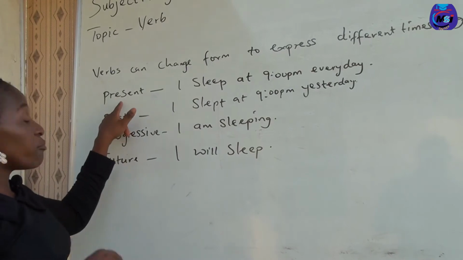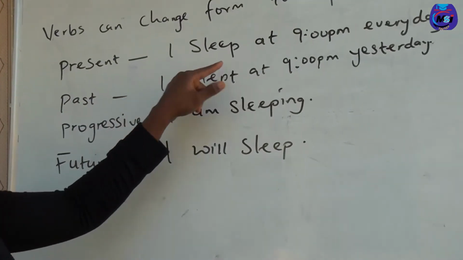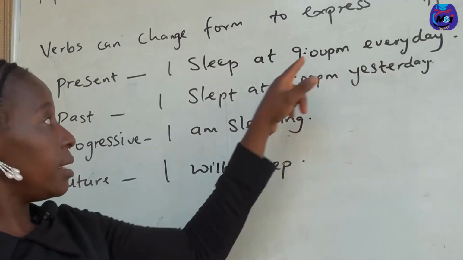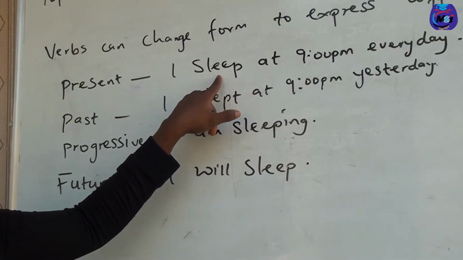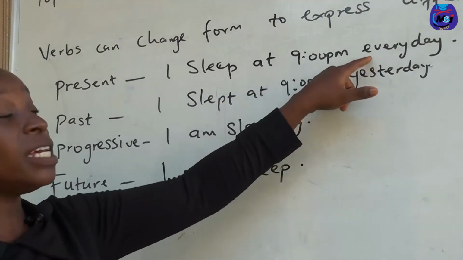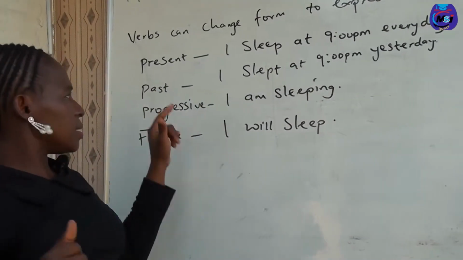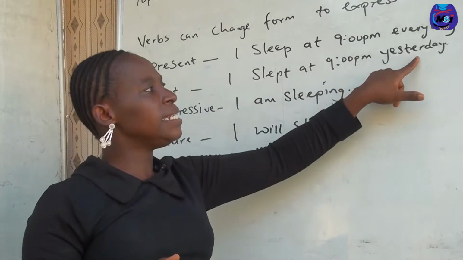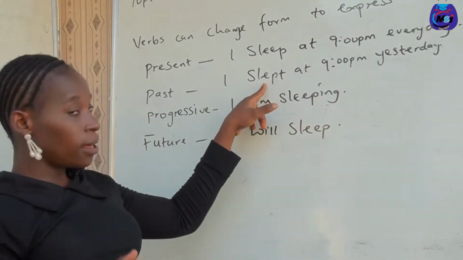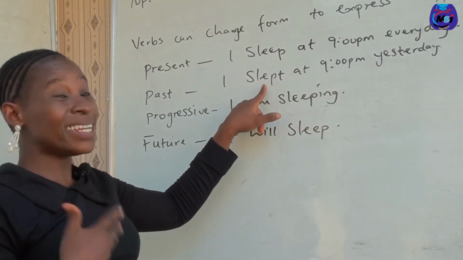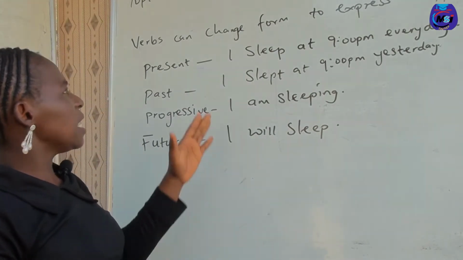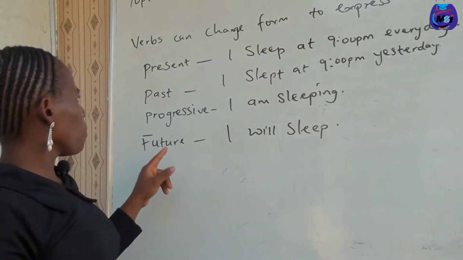For example, we have the present. I sleep at 9 p.m. every day. This is a verb. Remember that? I sleep at 9 p.m. every day. It's showing something that happens in the present. Now, what happened in the past? I slept at 9 p.m. yesterday. The verb here is slept. Remember, when did it happen? It was yesterday. It has changed its form to express different times.